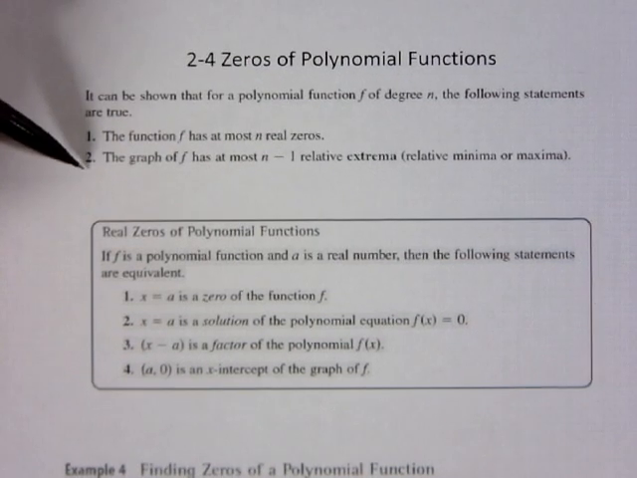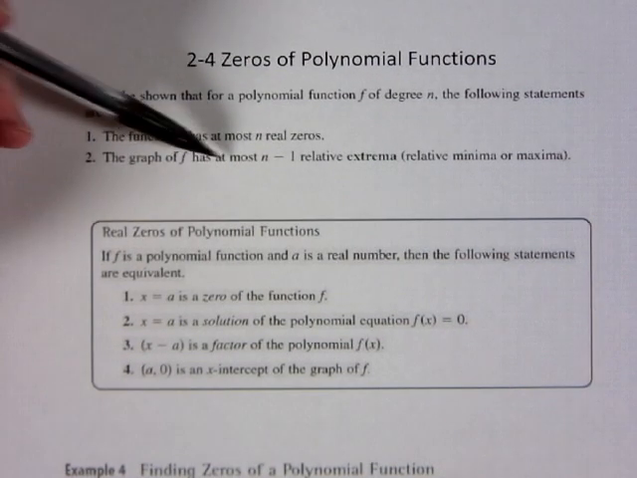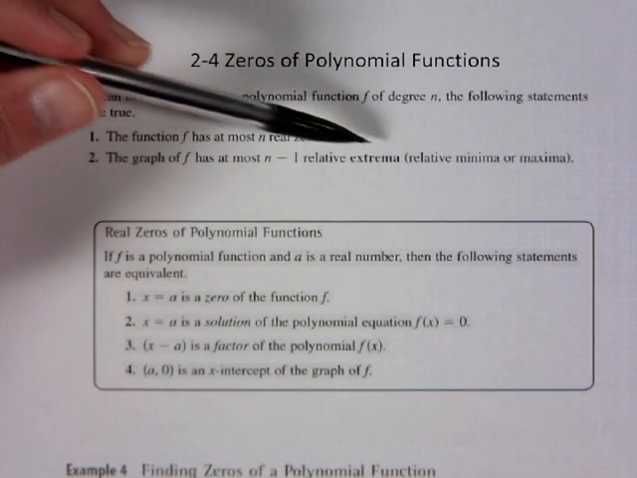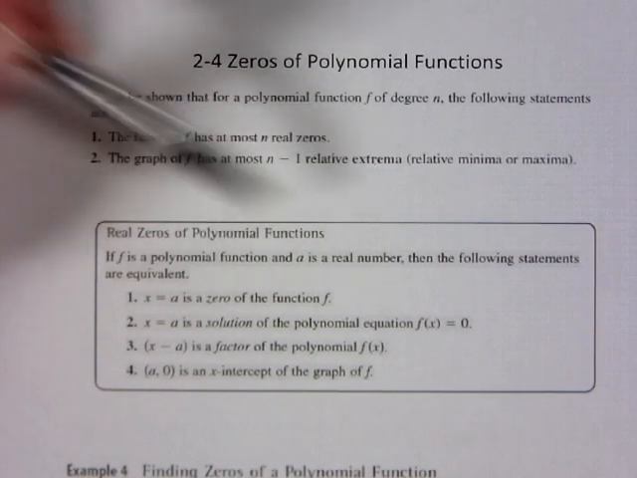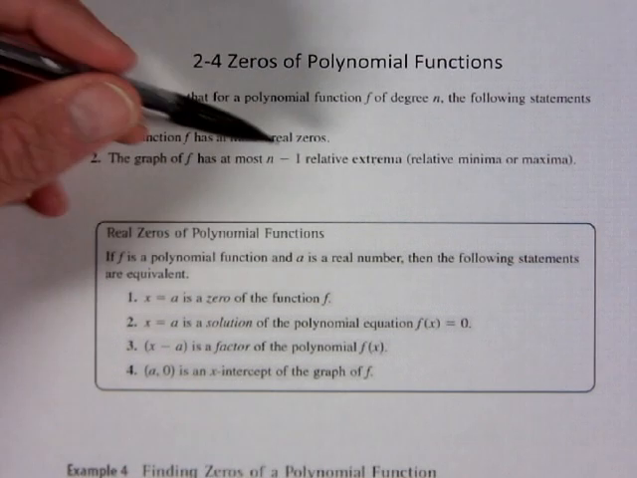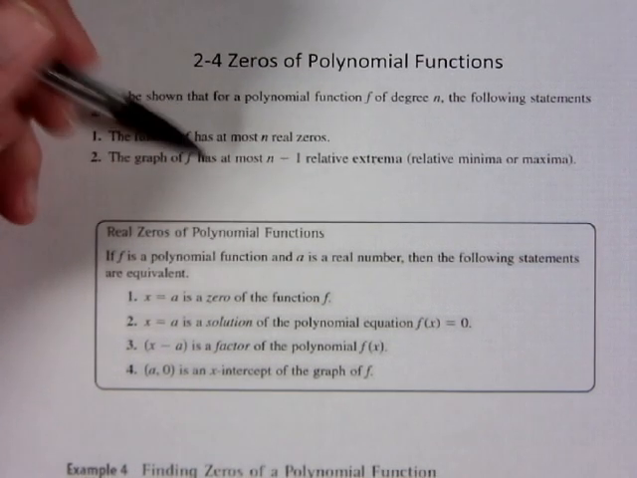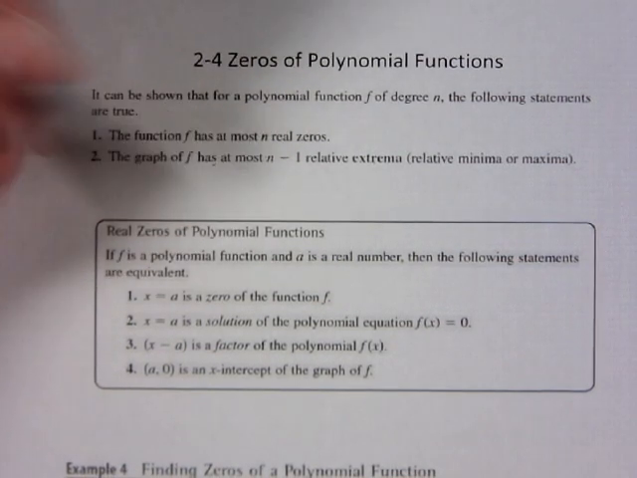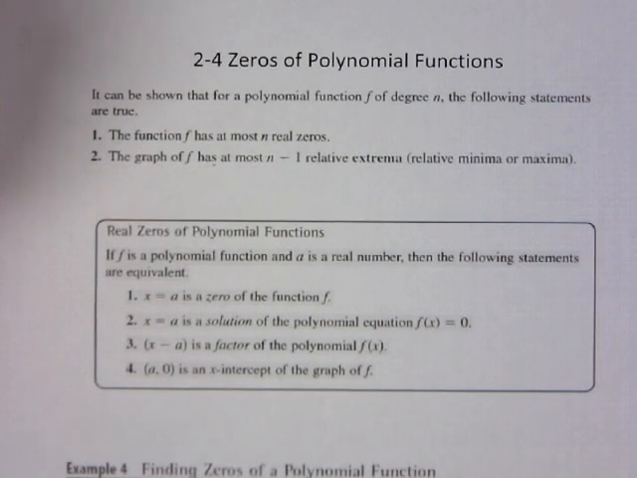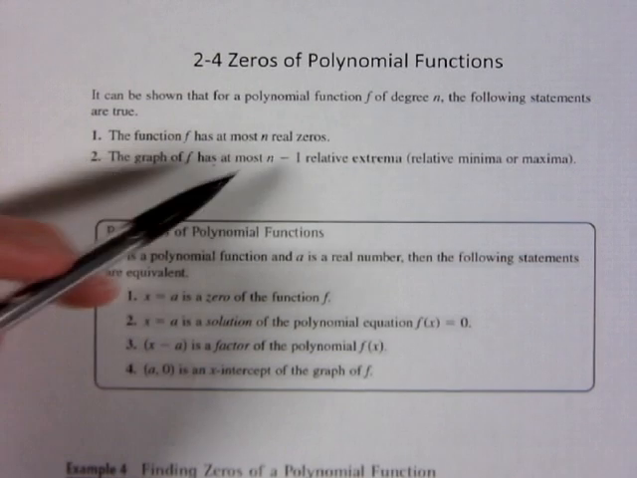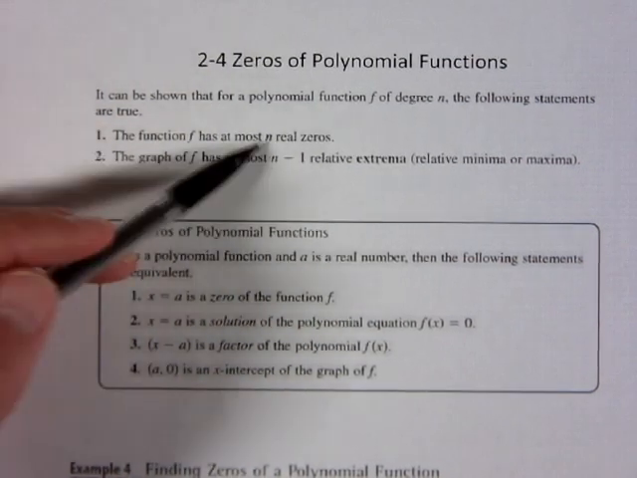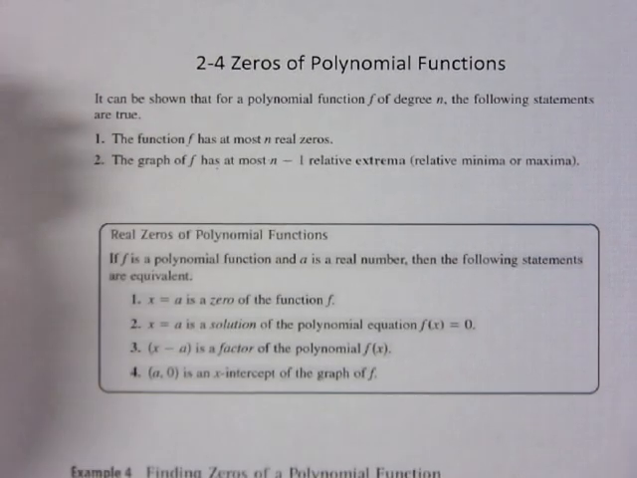And also, number two, the graph of f has at most n minus 1 relative extrema, okay? Maximum or minimum, right? So it'll have at most one less relative extrema. In other words, when you count up the max and the min, however many you've got there, it has to be at most one less than the degree power.